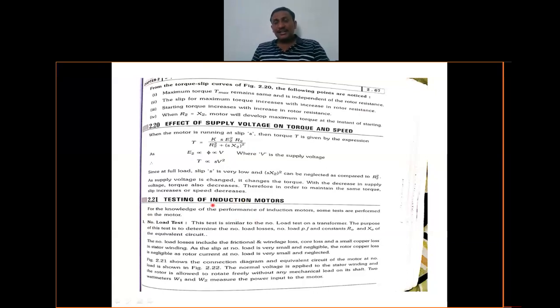Next topic, testing of induction motors. Here we have various tests. No load test. This test is similar to the no load test on a transformer, exactly the same as the transformer no load test.